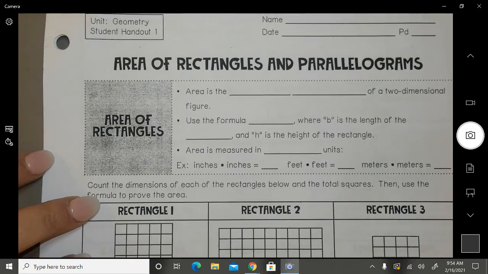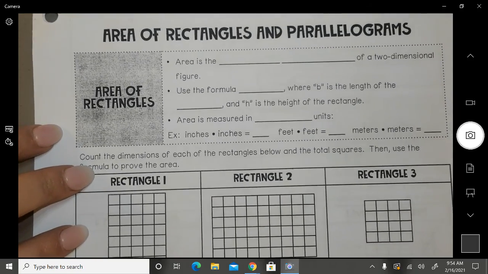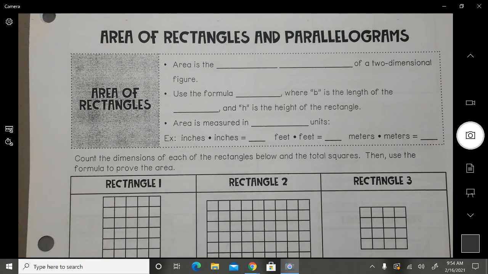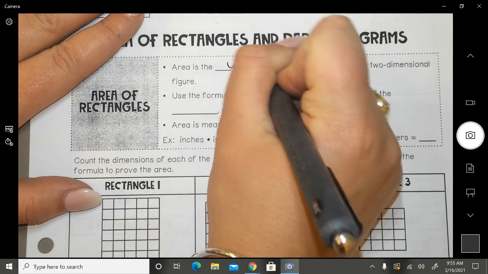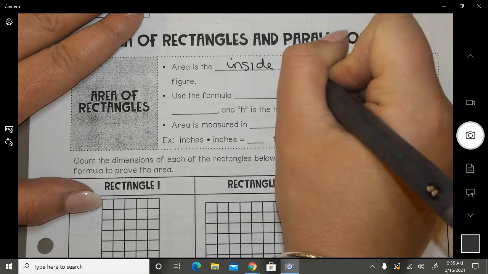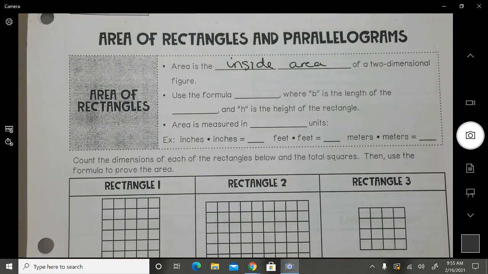Is the area the inside or the outside of the shape? Inside. The area is the inside of a two-dimensional figure. So we can put that it is the inside area of a two-dimensional figure.